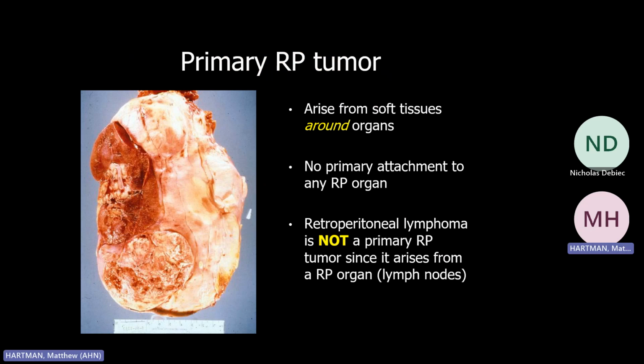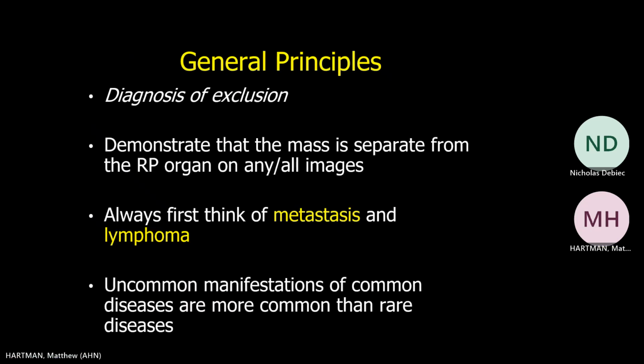So a primary retroperitoneal tumor arises from soft tissues around the retroperitoneal organs that we know and love, such as the kidney, adrenal gland. There's no primary attachment to the retroperitoneal organ, and a retroperitoneal lymphoma is not a primary retroperitoneal tumor since it arises from a retroperitoneal organ, the lymph nodes. This is a diagnosis of exclusion.